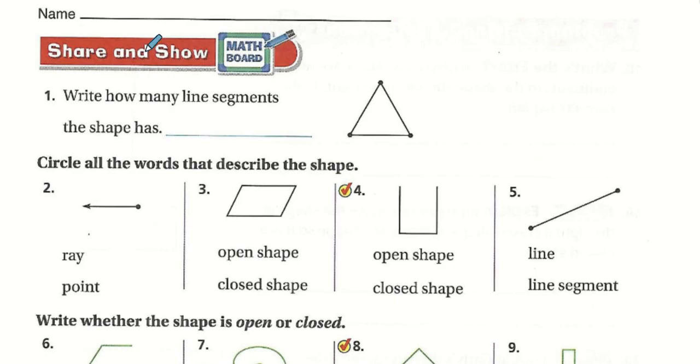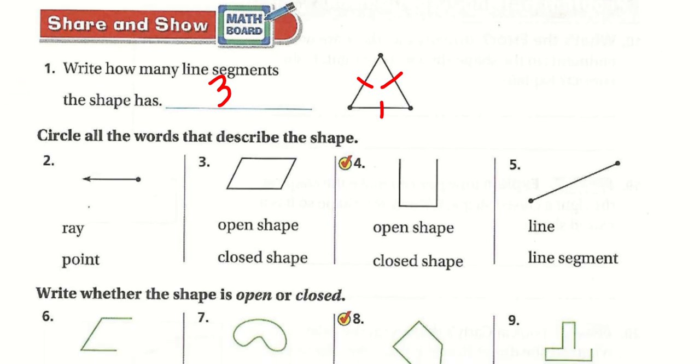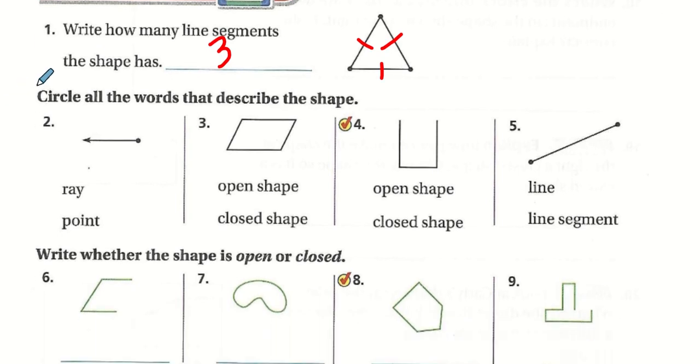It says up at the top, write how many line segments the shape has. Remember, a segment is part of a line that has two endpoints. If I look here, from here to here, I can see it's a line, it's a straight path, but it has two endpoints. So this would be one line segment, two line segments, three line segments. So write our number 3 on the line. That's just counting the sides or the line segments of a triangle.